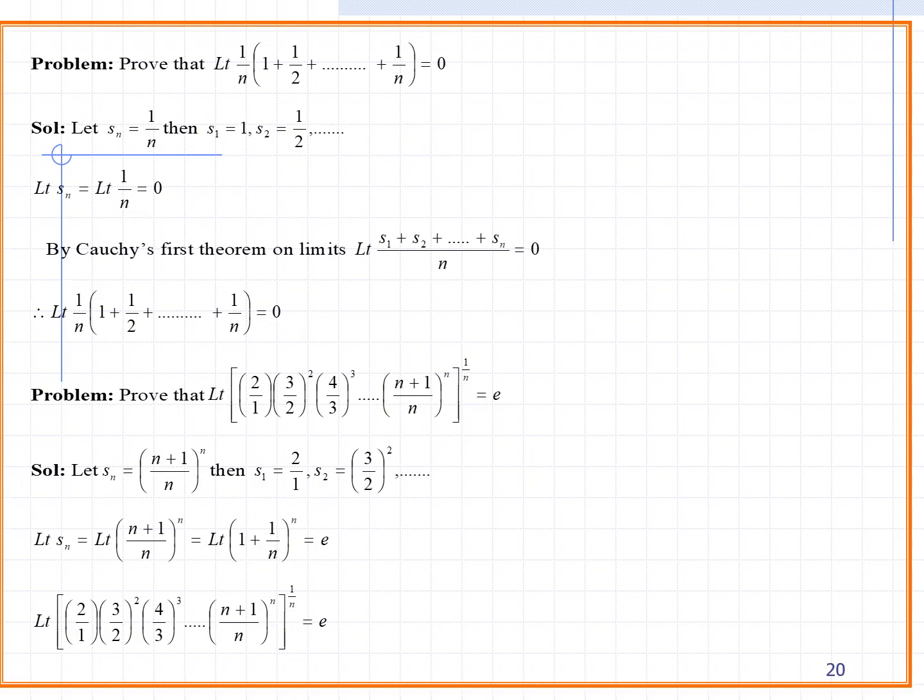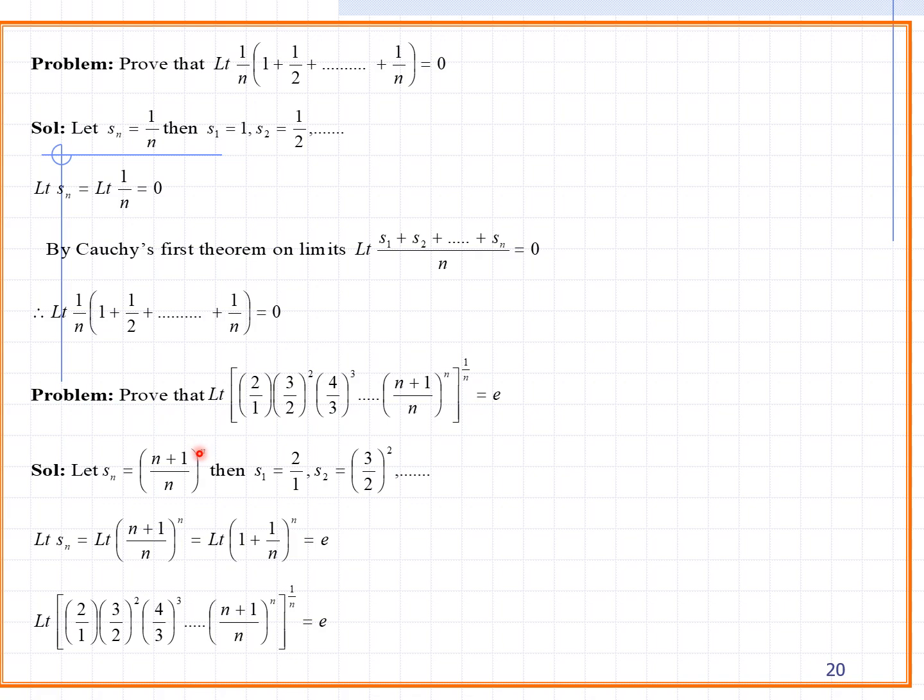Let us see this one more problem. Prove that limit 1 by n into (1 plus 1 by 2 plus so on plus 1 by n) equals 0. Here, the same, the Sn term is 1 by n. Put n equal to 1, you get s1 equal to 1, n equal to 2, s2 equal to 1 by 2. Now we apply n tends to infinity, 1 by infinity is 0. By Cauchy's first theorem, 1 by n is there, automatically n is replaced by infinity, and that value is 0. So once it is 0, that value exists, it is a convergence.